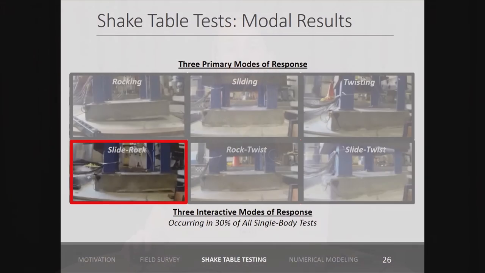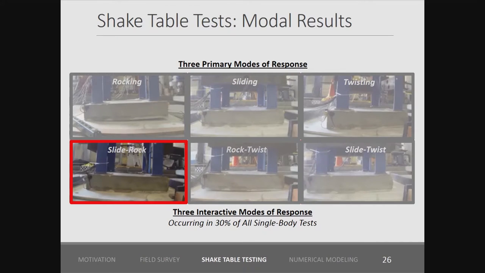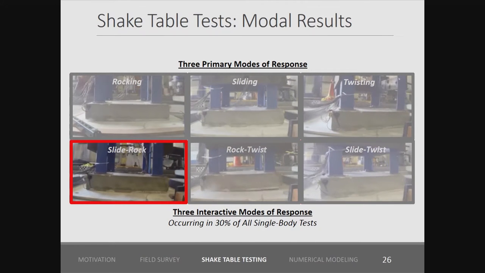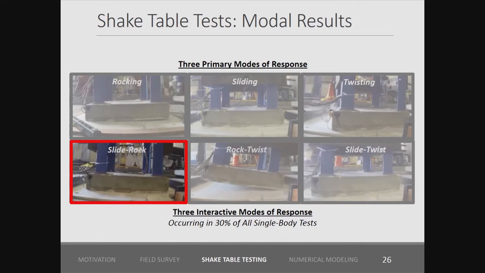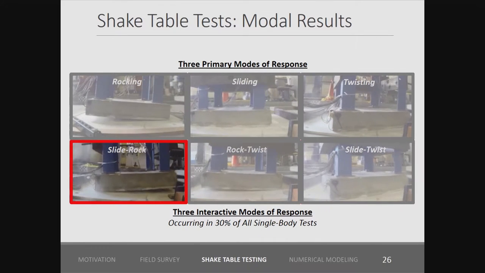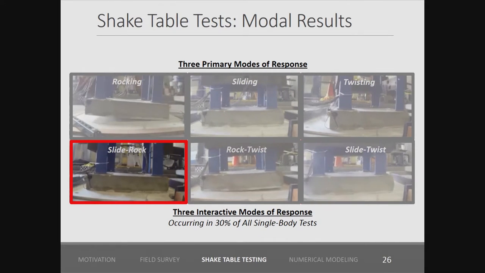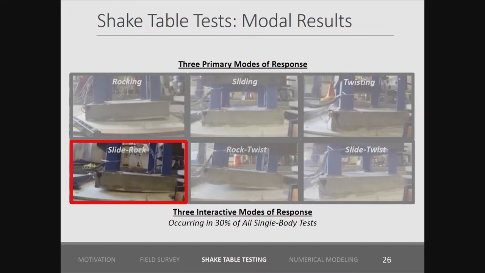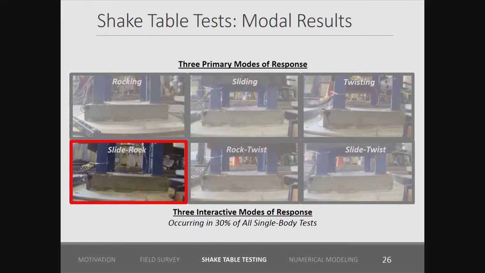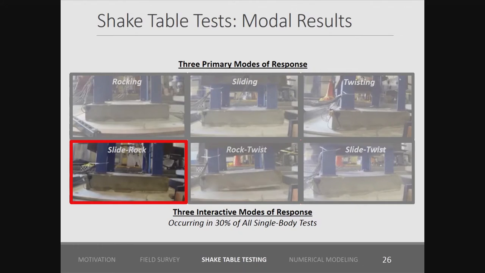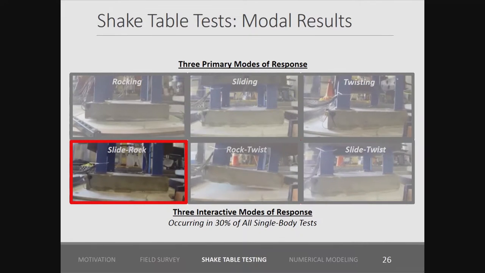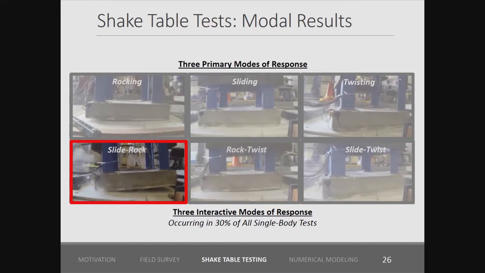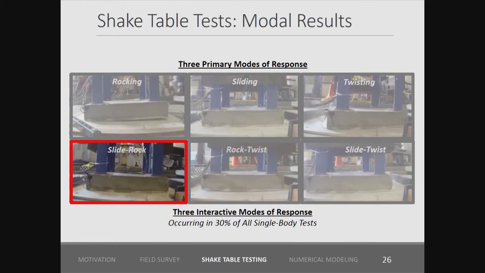The first of the interactive modes is shown here as slide rocking, which consists of simultaneous sliding and rocking response, where the body initiates into an uplifted orientation and then slides or translates in the direction of motion. However, this video further highlights a modal transition where the body initiates into a slide rocking mode and then transitions to a purely rocking type of mode.